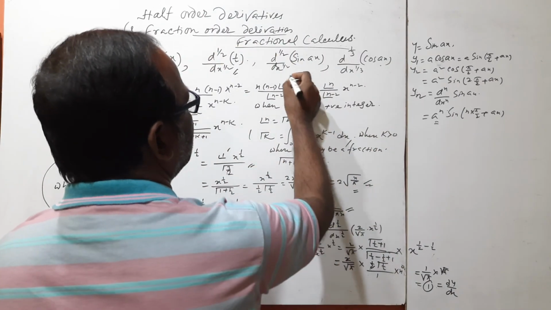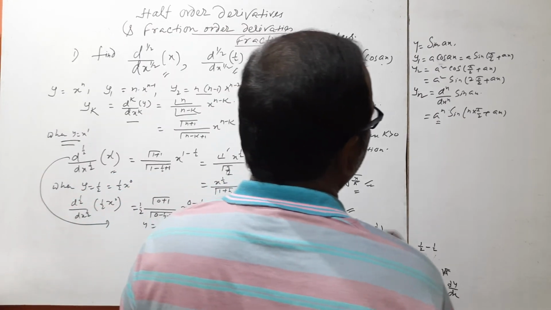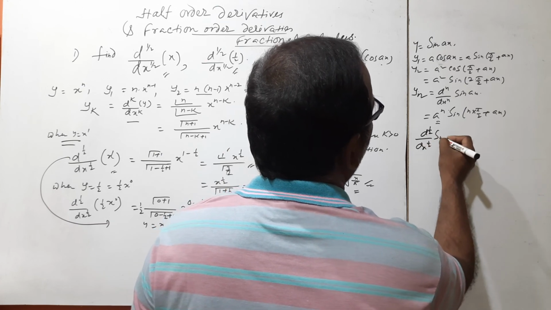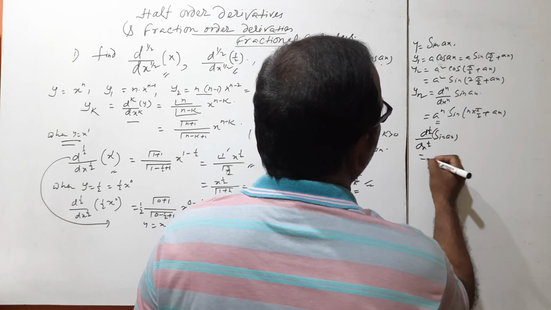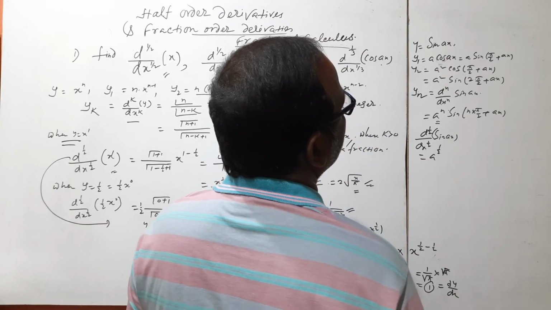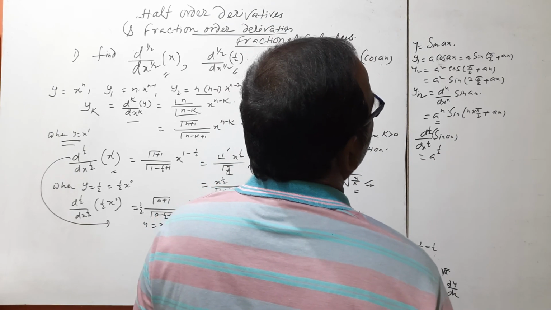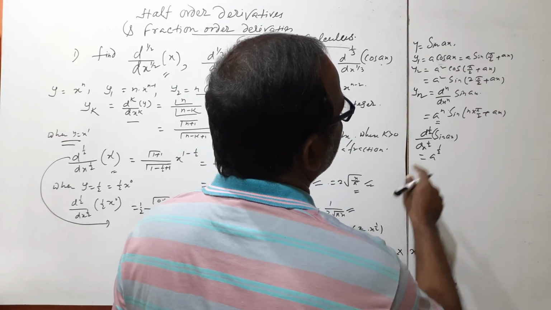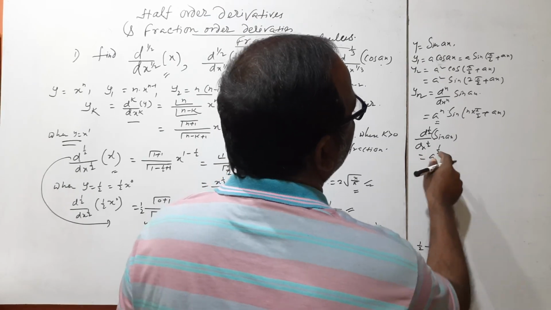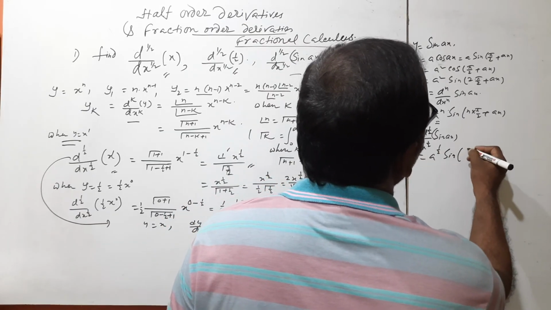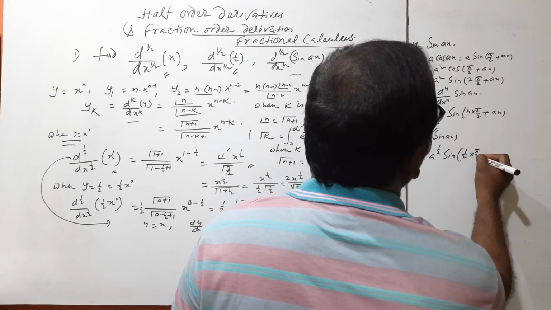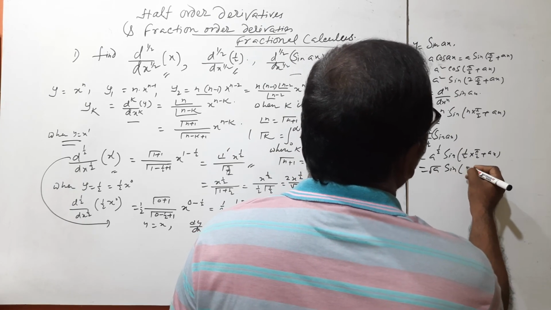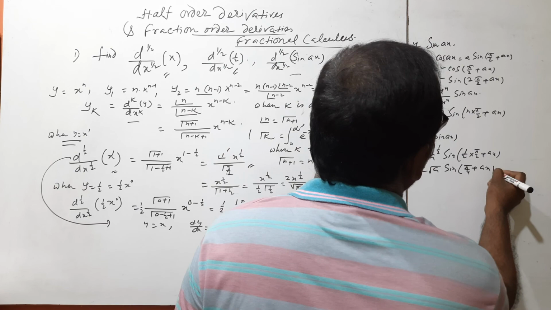Now I want to find here the half order derivative. So this is the half order derivative of sine ax. So it will be a to the power half. So see, when the order is n, the power of a is n. So if the order is half, a to the power half, and sine of half times pi by 2 plus ax. So this is root over a, and sine of pi by 4 plus ax.